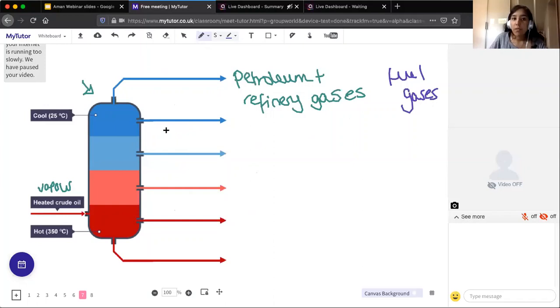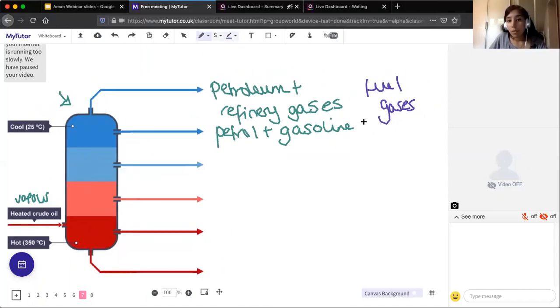Okay, any ideas for the second column? I'll give you a clue. This is used in cars, as a fuel in cars. So if you go to a petrol station, there's 2 types of fuels. It's one of those. Good, it's petrol. Excellent. So it's petrol and gasoline that come off next. Petrol plus gasoline. So we're starting to become a liquid now. Petrol and gasoline, and that tends to be fuel for cars.